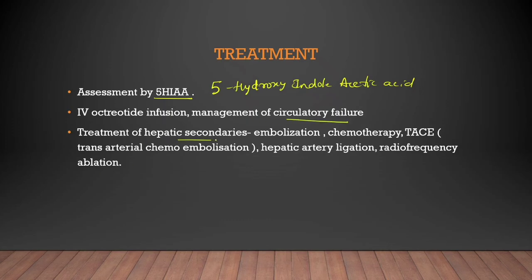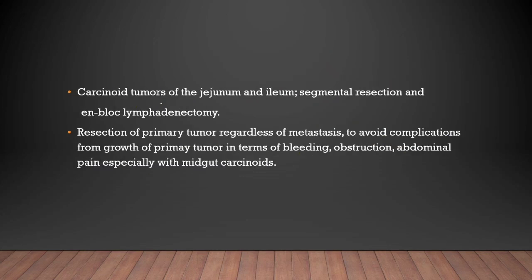Treatment of hepatic secondaries: we can do embolization, chemotherapy, transarterial chemoembolization, hepatic artery ligation, radiofrequency ablation. For carcinoid tumors of jejunum and ileum, we can do segmental resection and en-bloc lymphadenectomy.